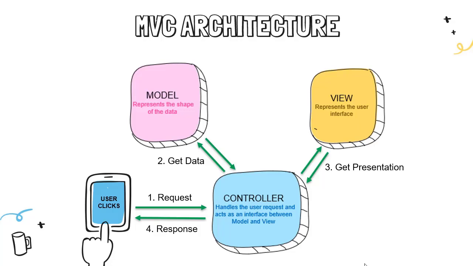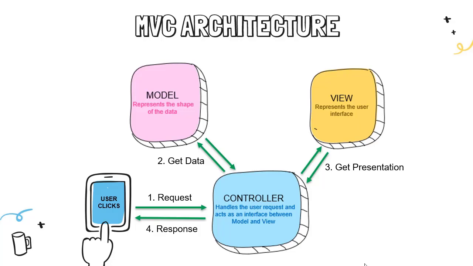So just to summarize, what happens is first a user clicks something on the website. So a request comes to controller. Controller will always be the main entry point in an MVC application. And in controller, it will hit any of the action methods that we have defined inside the controller.